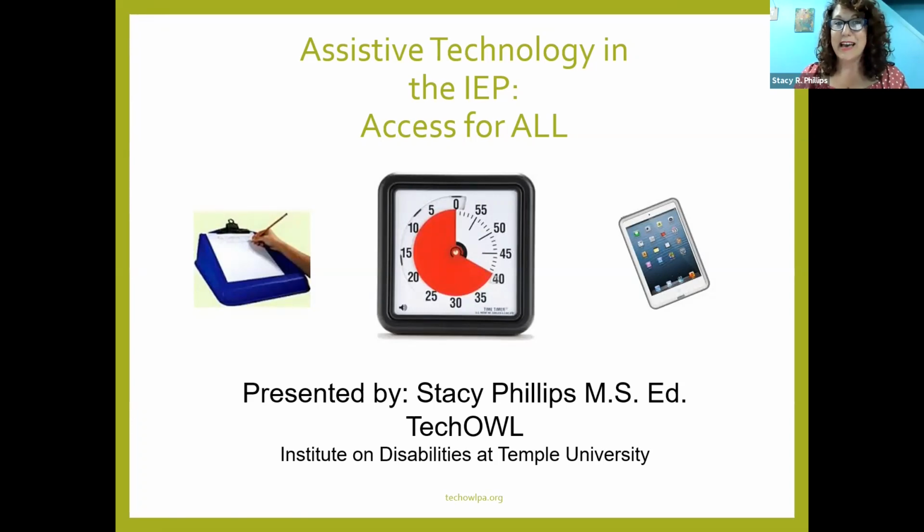On the first slide, there are just some examples of assistive technology. A slant board with a paper and handwriting on there. A timer or countdown clock that has white and red to denote the time that's elapsed. And a tablet, like an iPad.